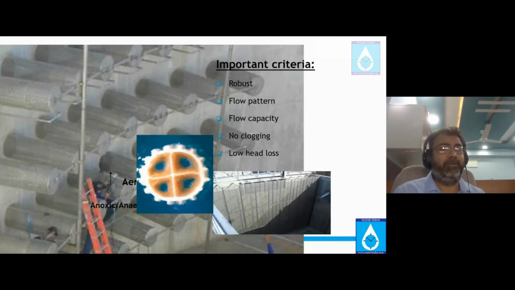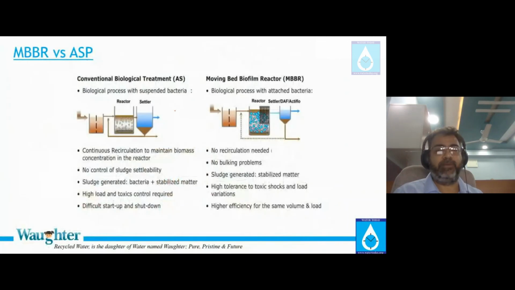See, I'm not against MBBR. I'm still saying MBBR is the best technology, but it is not necessary that whatever is best is required in the Indian context. Our waste is typically very nice in terms of temperature, so we can use other processes. But if there are projects in Jammu and Kashmir where you are sure that the sewage is at a very low temperature for six months, then you can think of going for MBBR.